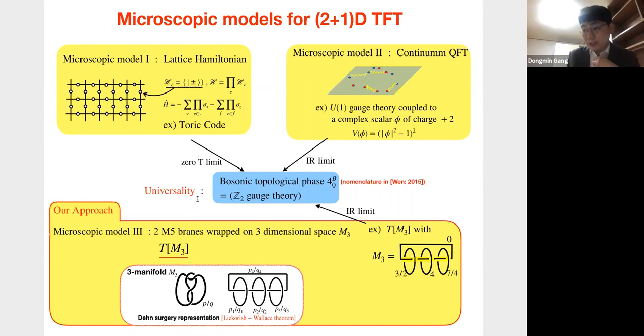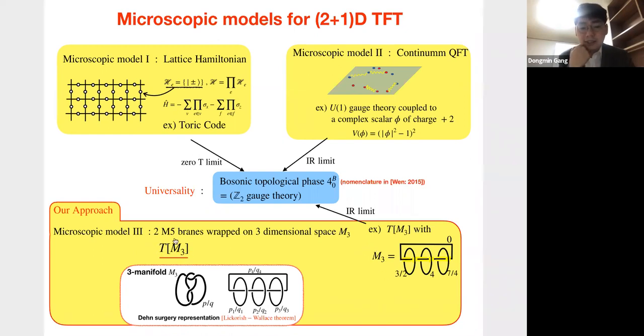And in my approach, which is very unique, we are considering some techniques with M5 branes on a three-manifold. What we are going to claim is that this topological phase can also be described by some TQFT with M chosen in this way. Please remember that this notation gives us some closed manifold, and then we can consider some 3D theory labeled by 3D TQFT, and this is denoted by M.